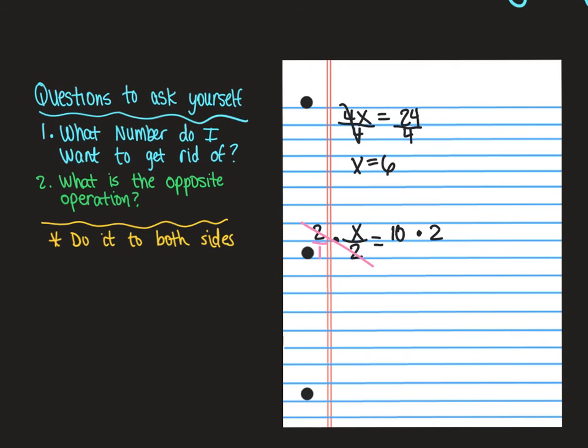That was the whole point of this, right? We want to cross somebody out. We want to get rid of them. We want them to go away. If I put the 2 on the bottom, then it doesn't help me because 2 and 2 don't cross out. The 2 has to be up here for it to be diagonal to cross out. I come over here. 10 times 2 is 20. X equals 20.